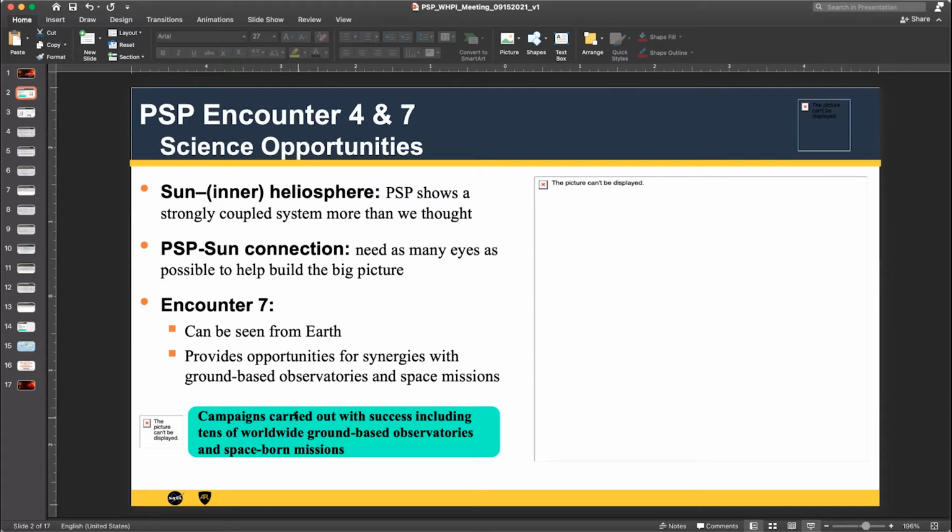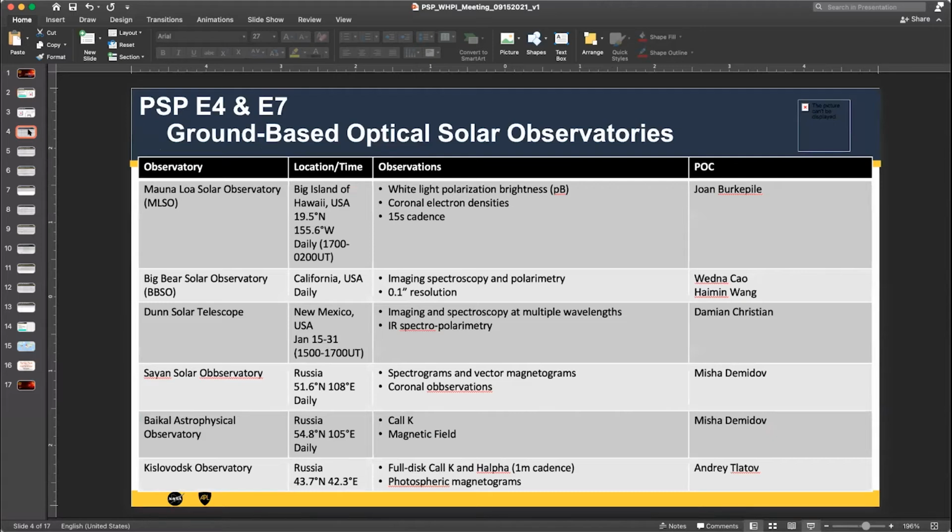And to our great surprise, when we solicited support for Encounter 4, we honestly were hopeful just for a handful of observatories here and there to support us. But we got tens of observatories around the world and also space missions supporting us. I think for Encounter 4, we got over 40 observatories in total. And for Encounter 7, we got over 50 observatories.